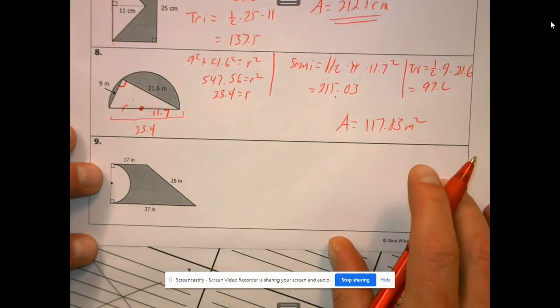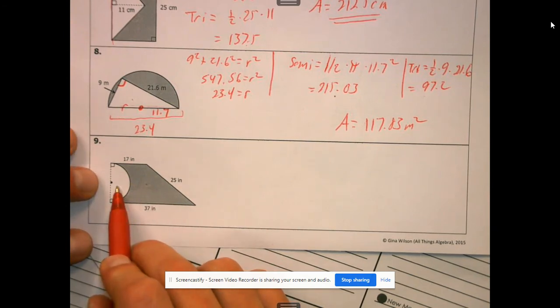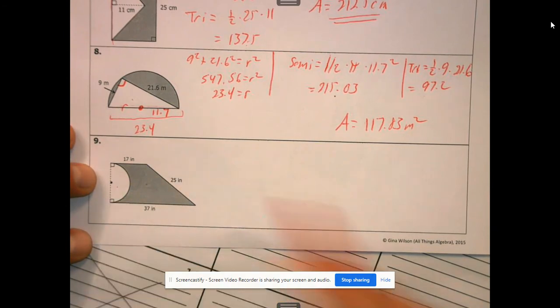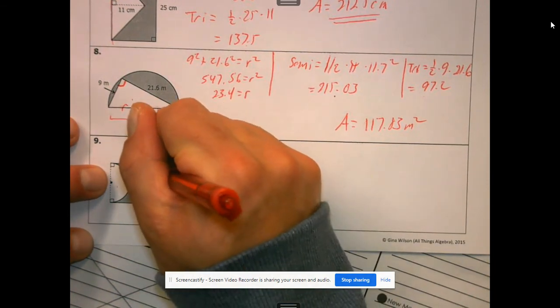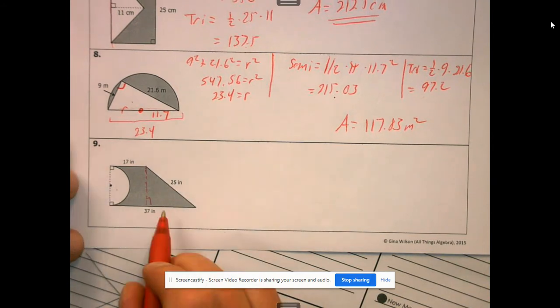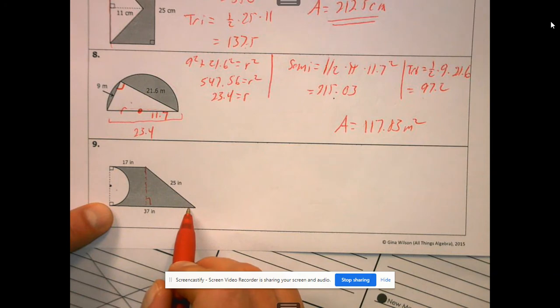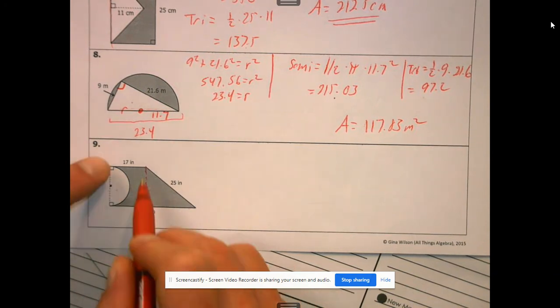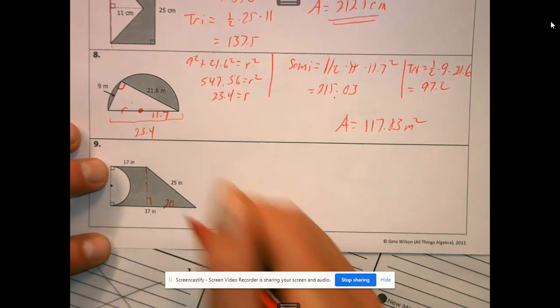Last one. Trapezoid minus semicircle. Little tricky for this. We can find the height, though, or the part of the base first. The whole thing is 17. From here to here is 17. The whole thing is 37. So if I take the whole thing minus that 17, I'm left with 20 for that piece.